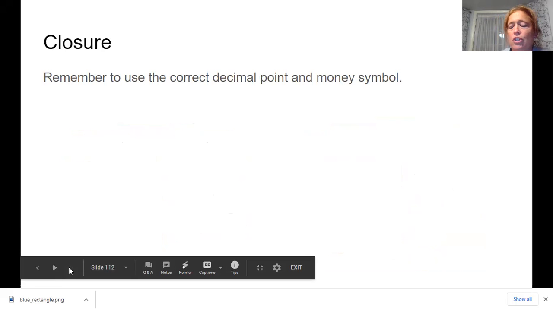So if you're dealing with just change, anything less than $1, you're dealing with the cent sign. If you're dealing with $1 or greater, you're dealing with the dollar sign.